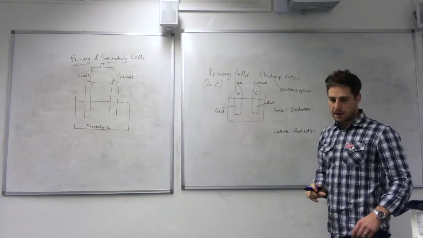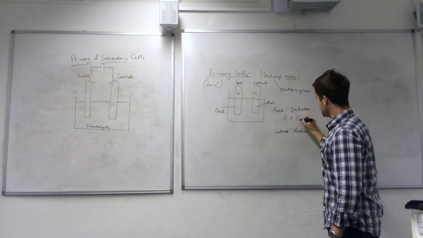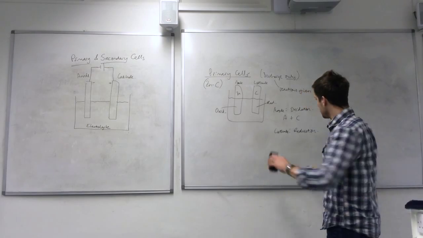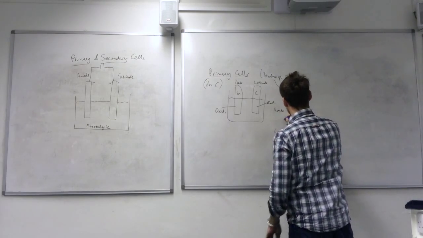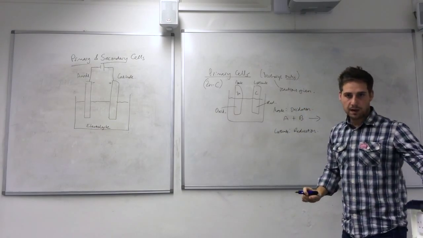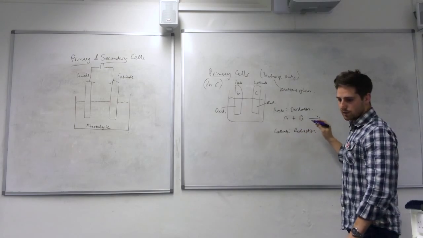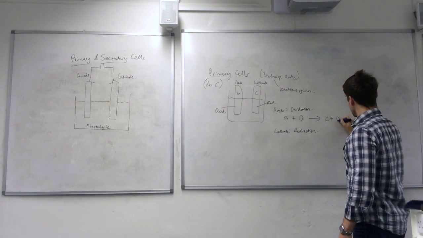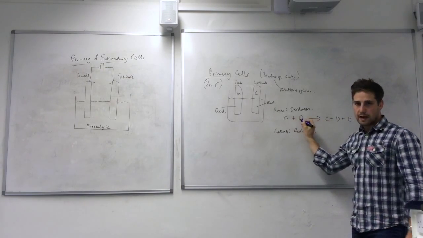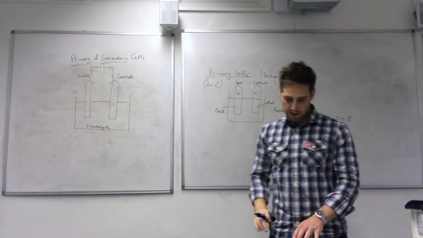And at the anode, we have two chemicals in the zinc carbon cell. Sorry, not zinc. A plus B are my reactants, and the products are C plus D plus E. So there's two reactants, three products for this oxidation reaction at the anode.